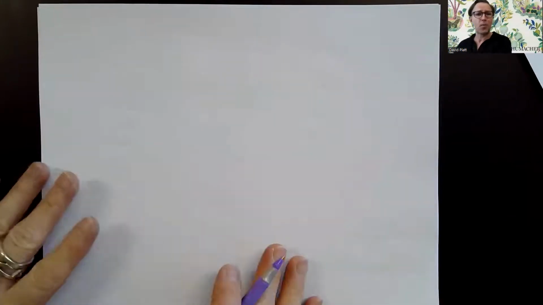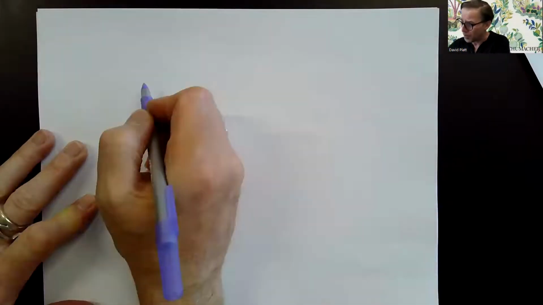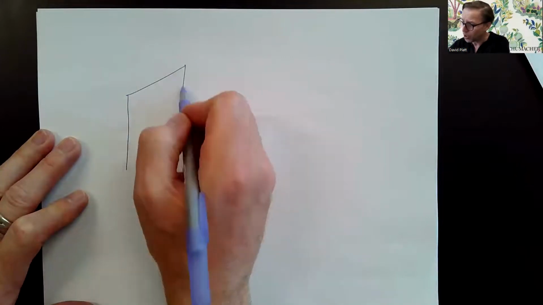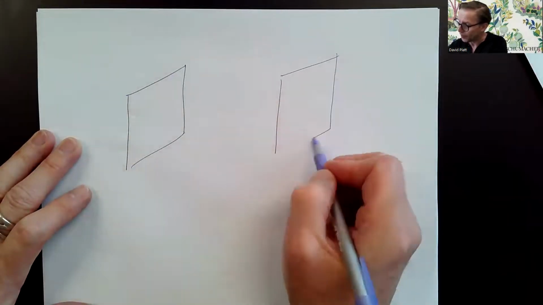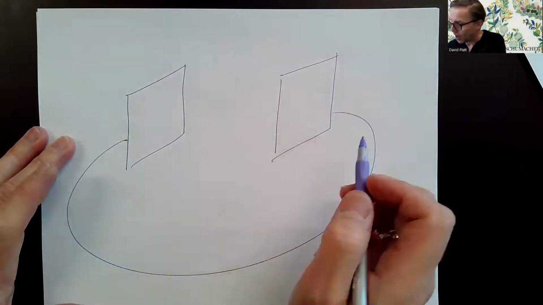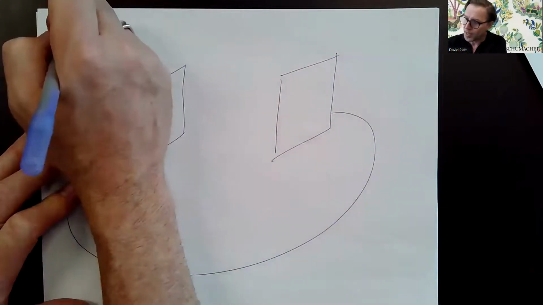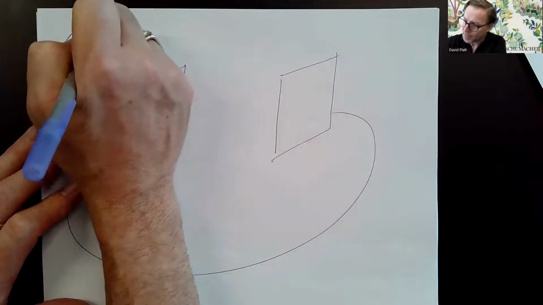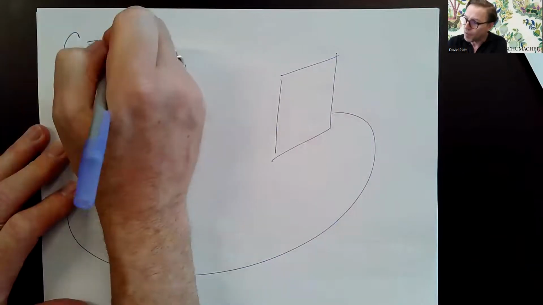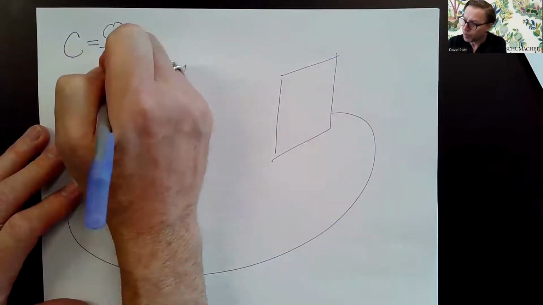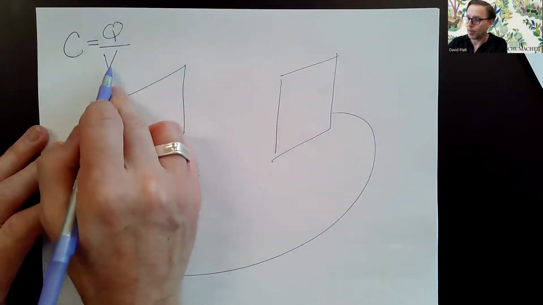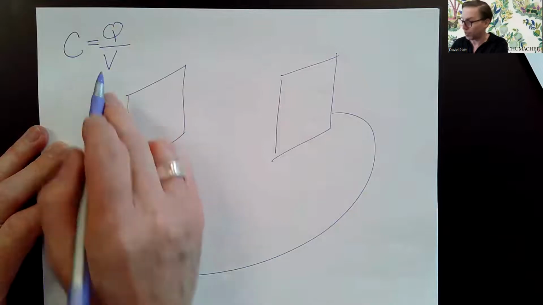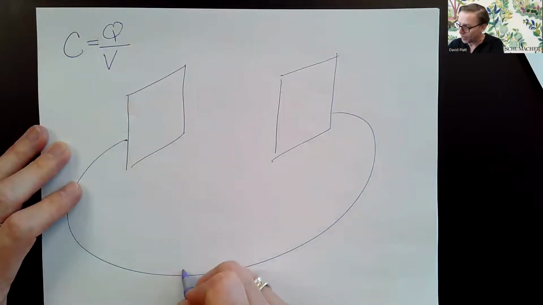Now, you might be wondering, what is it that determines how much charge can move from one plate to the other? It turns out that there are a number of factors. So C, the capacitance, is a measure of how much charge can move divided by the potential difference created by the battery. I forgot to draw the battery, sorry.